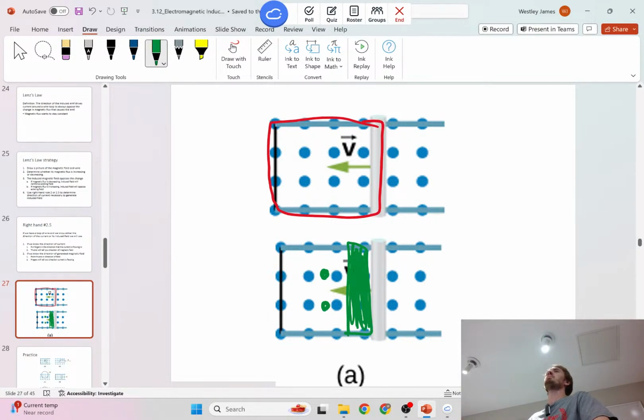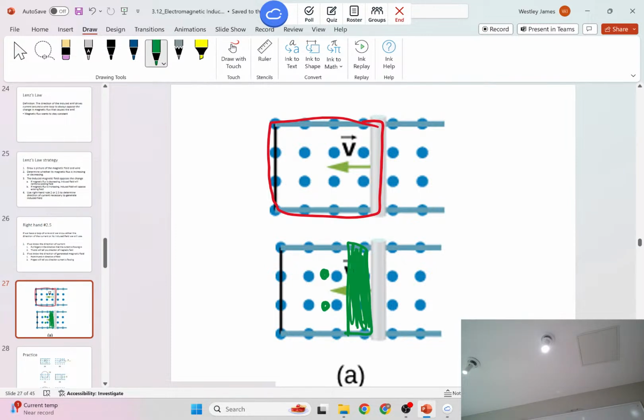How do we make more magnetic fields? Current. We make a current. So, to oppose that change, I went from 6 to 4. I lost 2 of them. What do I do? All right, let me make 2 of them. How do I make 2 of them?